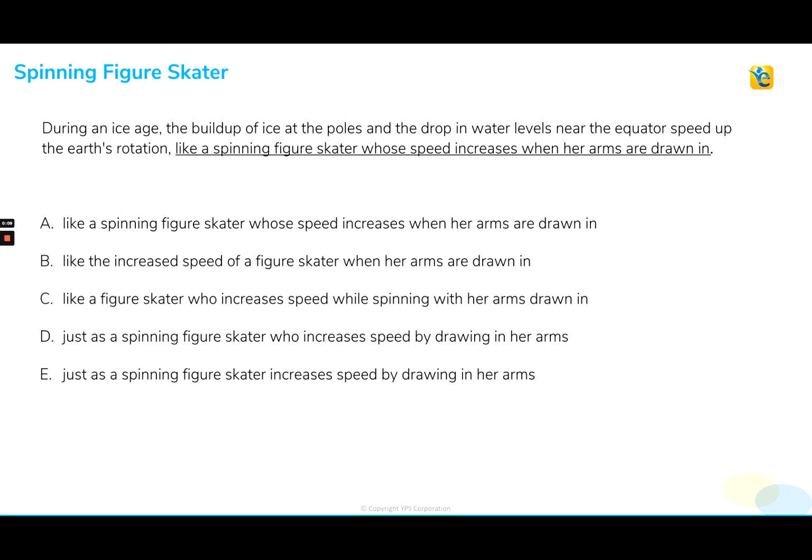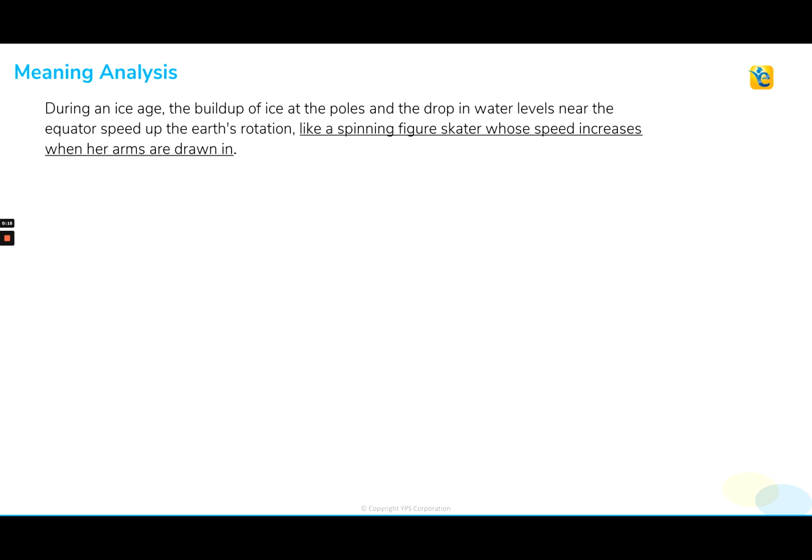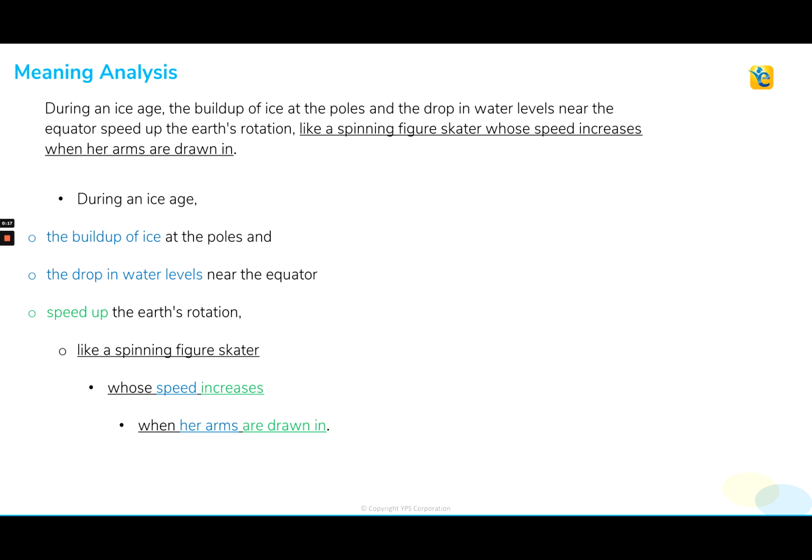We're going to be using the e-GMAT three-step approach to work through this sentence. Our first step is the meaning analysis. We're going to utilize the sentence structure to extract the meaning and figure out what our author is intending to communicate here.